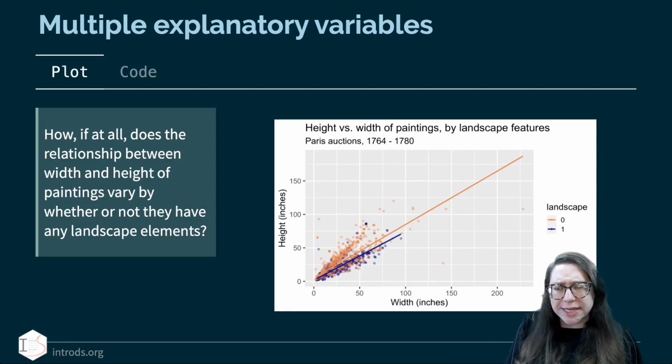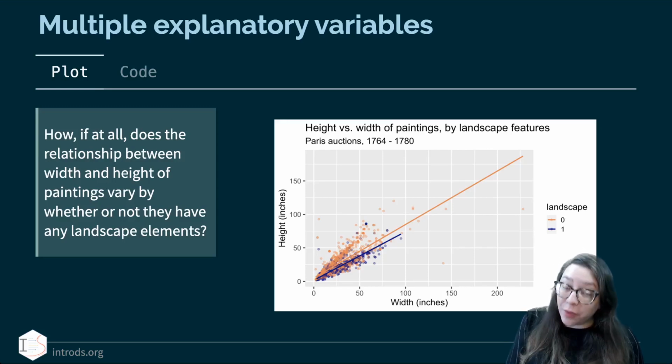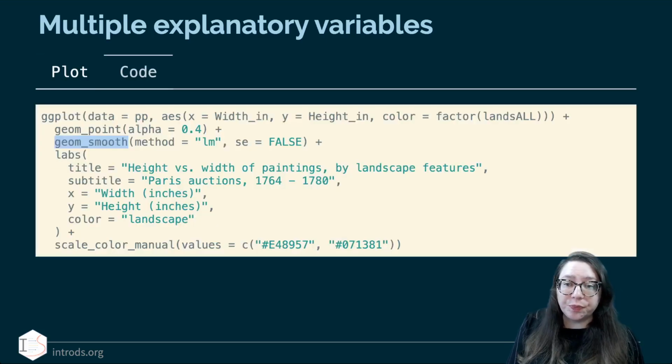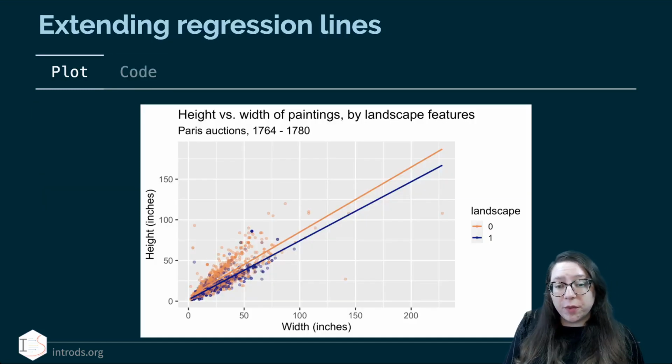So we are seeing that in how height and width are related, whether or not the painting has landscape features might be a factor. This hopefully makes sense conceptually, and we can see in the data that it might make sense empirically as well. So another thing we might want to talk about is extending these regression lines.